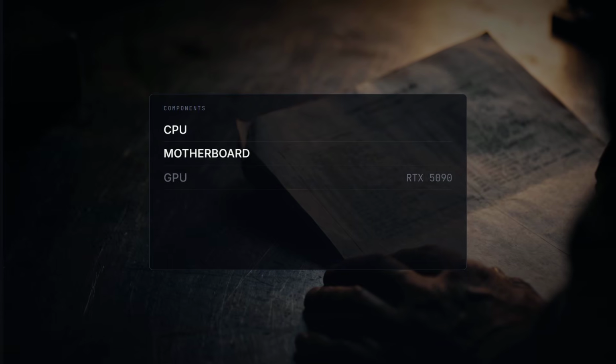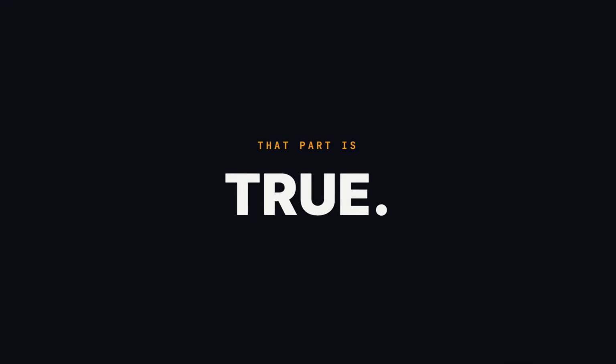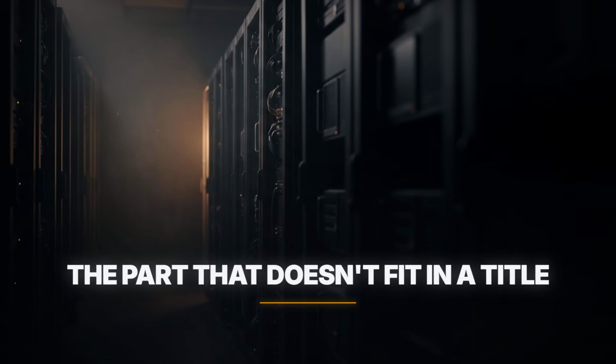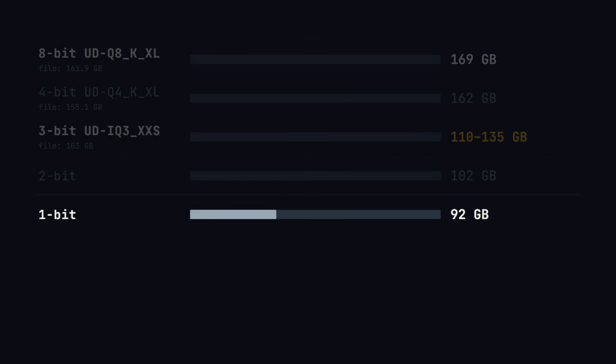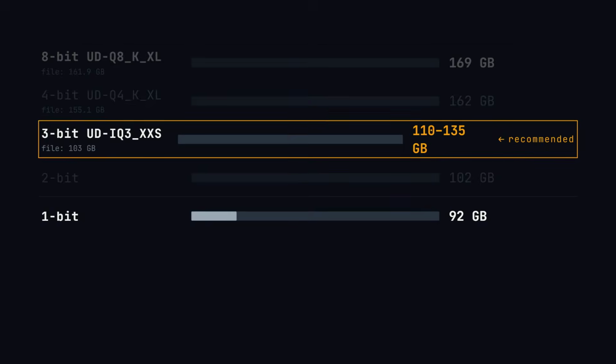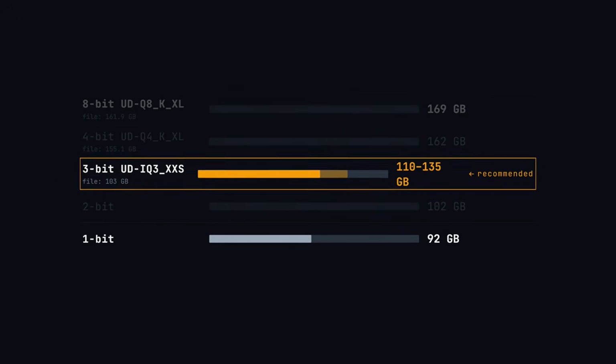3 days ago, DeepSeek shipped a model you can run on a machine with no graphics card in it at all. That part is true. Here's the part that doesn't fit in a title. The floor to run it is 92 gigabytes of memory. 92 is the absolute minimum, at the most aggressive compression that exists. The version the people who packaged it actually recommend wants between 110 and 135.